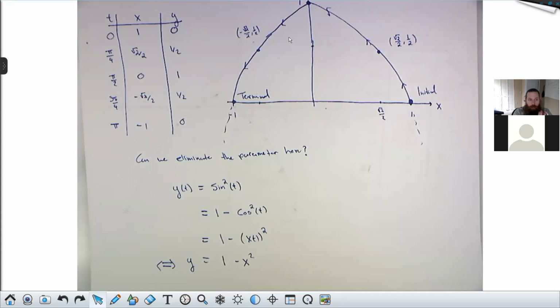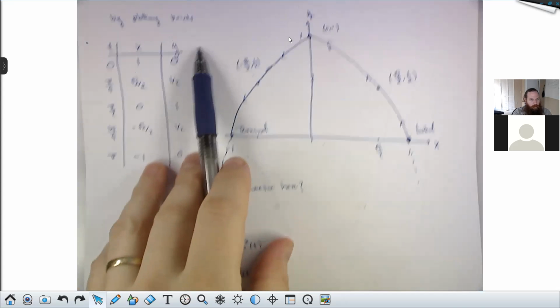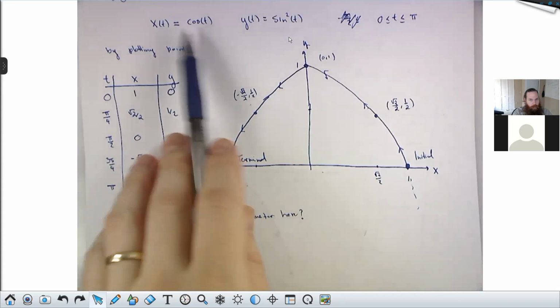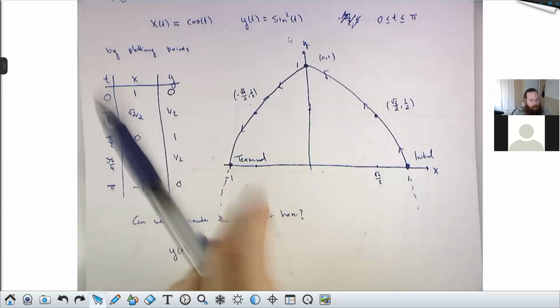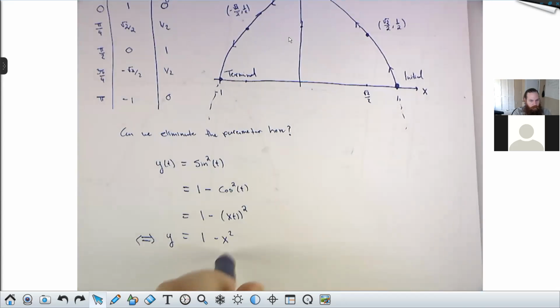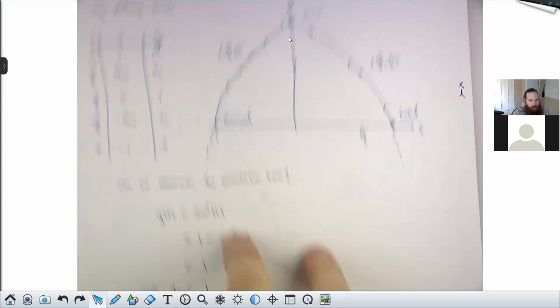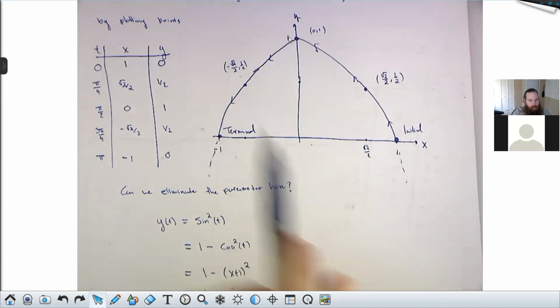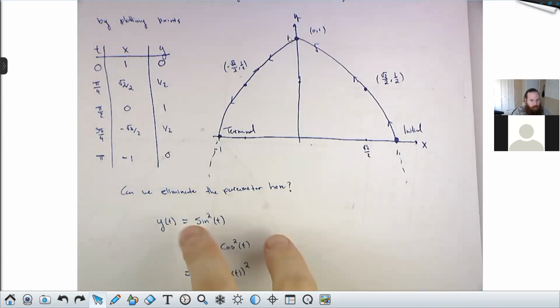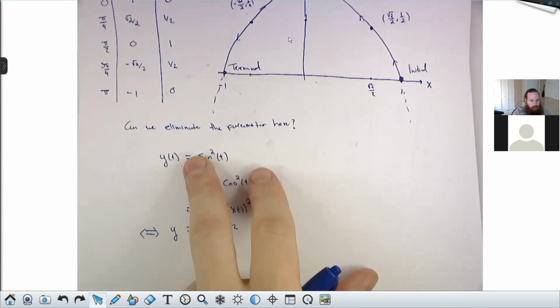This can be a useful trick for drawing the graphs. That's where I'm going with this. I may not know what the graph of this parametric equation set looks like right away, but I do know what 1 minus x squared looks like. So if I do this first, then I just have to figure out what portion of that graph and in what direction my parametric curve is traveling.